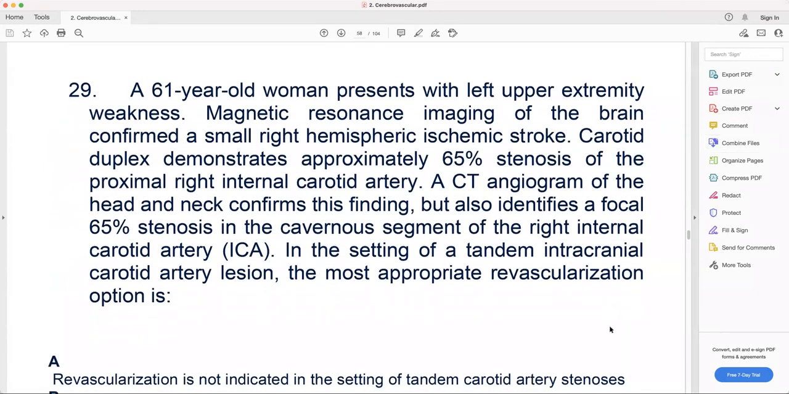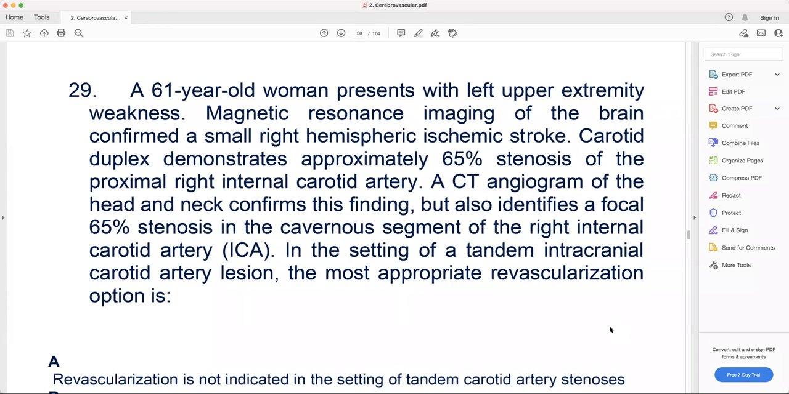A 61-year-old man presents with left upper extremity weakness. MRI of the brain confirmed a small right hemispheric ischemic stroke. Carotid duplex demonstrates approximately 65% stenosis of the proximal right internal carotid artery. A CT angiogram of the head and neck confirmed this finding, but also identifies focal 65% stenosis in the cavernous segment of the internal carotid artery. So in this setting of a tandem intracranial carotid artery lesion, what is the most appropriate revascularization option?